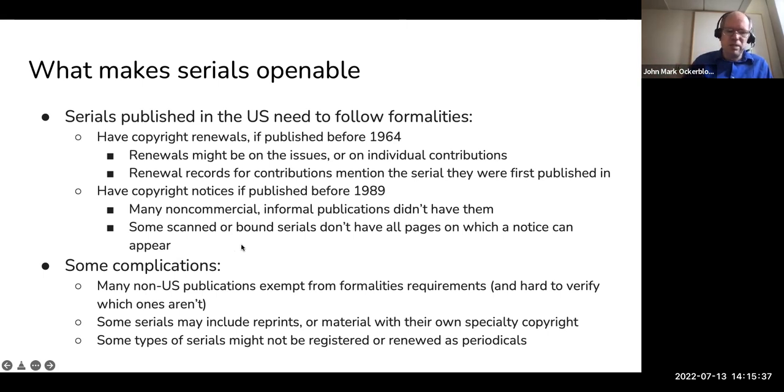And finally, there are some types of serials that might not actually be registered or renewed as periodicals. And that includes things like irregular monograph series, a lot of annuals or law reviews as well. So there are various cautions, but it's possible to build, as you will see in a bit, procedures that take all of this into account and decide, yes, this looks to be public domain. No, this isn't public domain, or it's complicated.